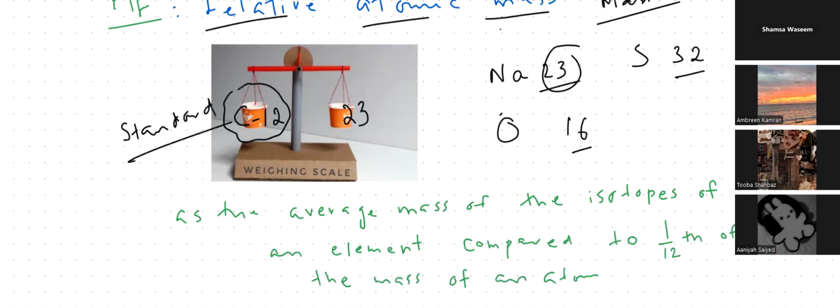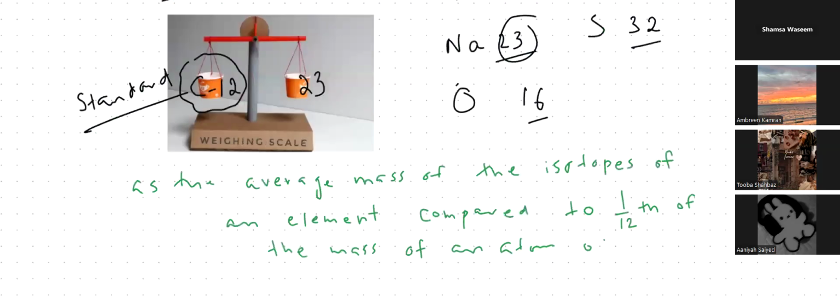Carbon 12. Okay, not of, that carbon has other isotopes as well. So actually, that is going to be compared with carbon 12. Right, girls? Just review it and please answer if you have any question.